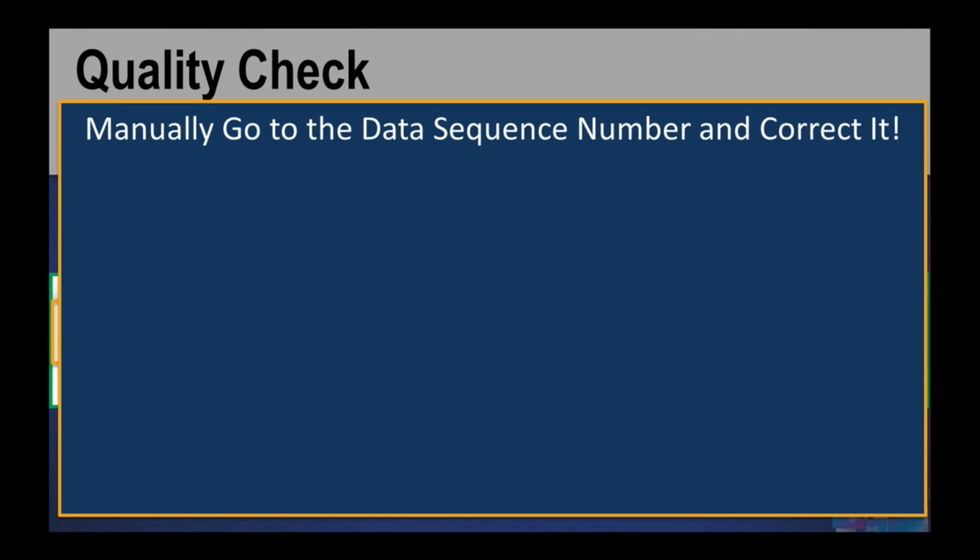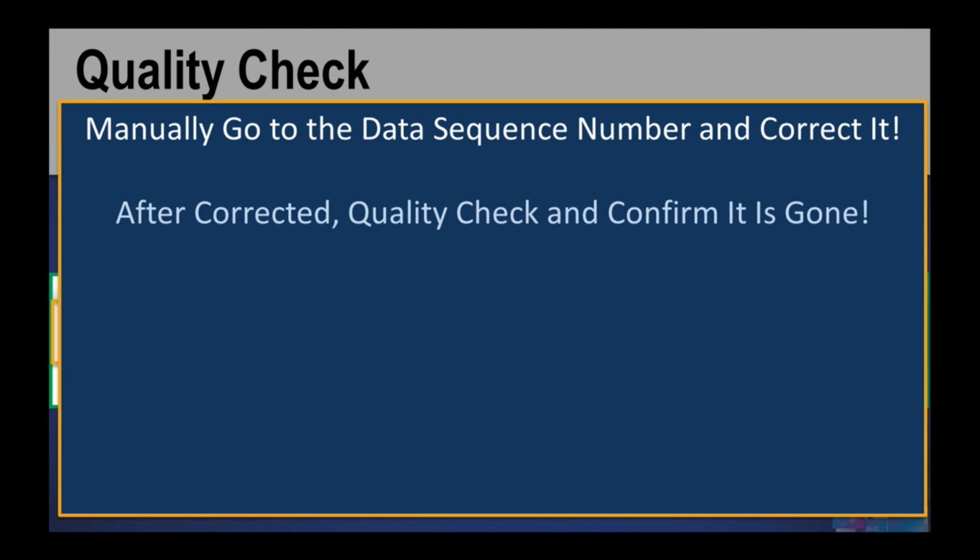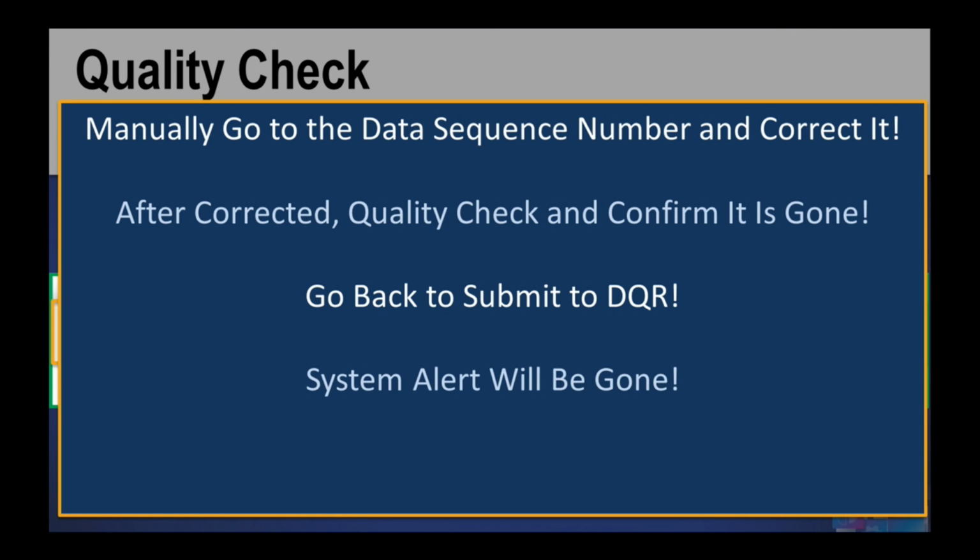You actually have to manually go back to the data sequence number or the numbers identified in the error message. In this case, complete the discharge medications, save the corrections, and perform another quality check to make sure the error is gone. Once you confirm the error is gone, you may go back to the DQR. Go to the submission page and submit your data to the DQR process. Review the right-hand column to confirm the system alert is gone and submit your data.